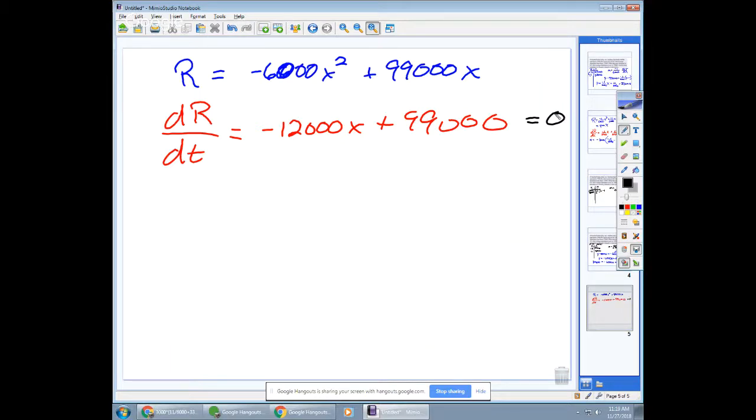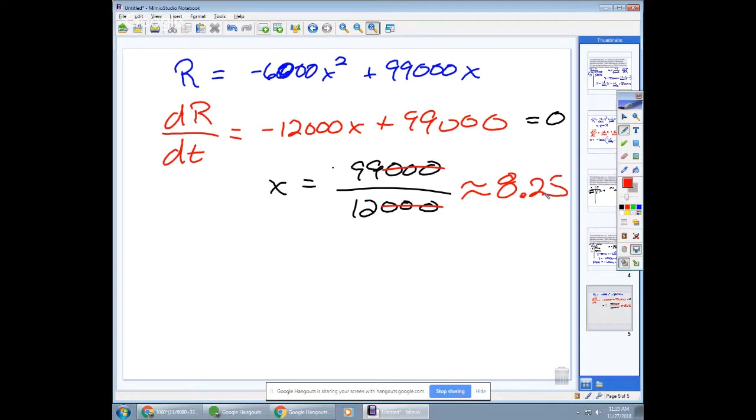So then we get X is 99,000 divided by 12,000. Signs work out nice. Which is 8.2. X. So that's like 99 over 12, which is approximately 8.25. I think that's exactly 8.25. Let's see, the 3's divide out, so that would be 33 over 4. And yeah, 4 goes in there 8.25 times.